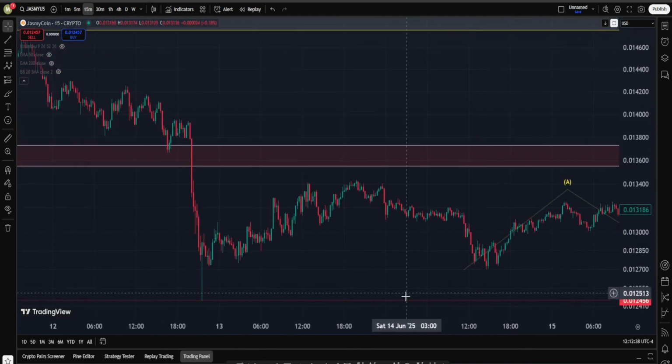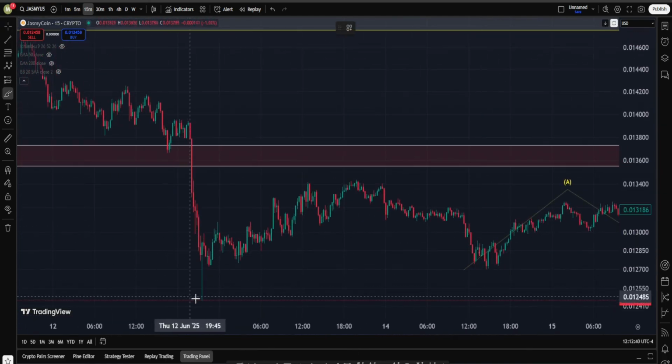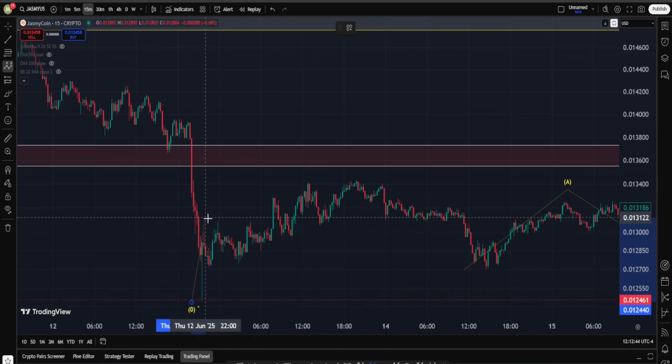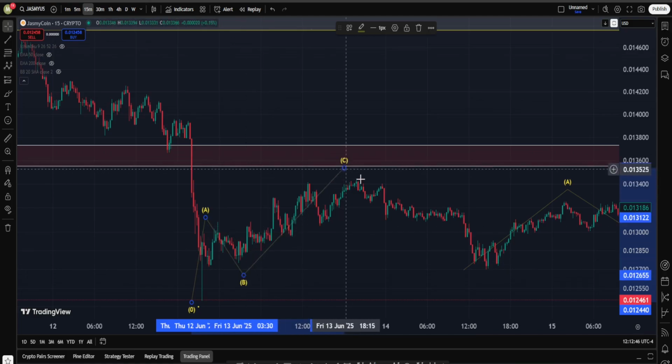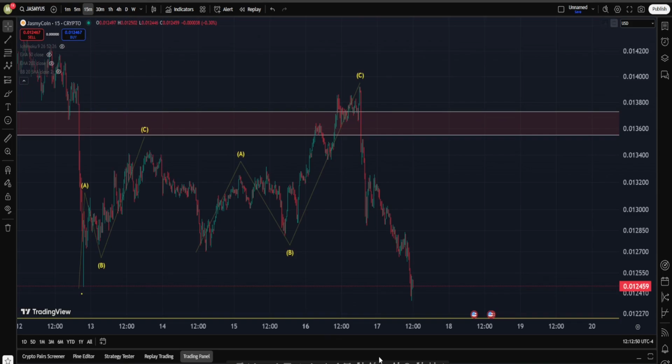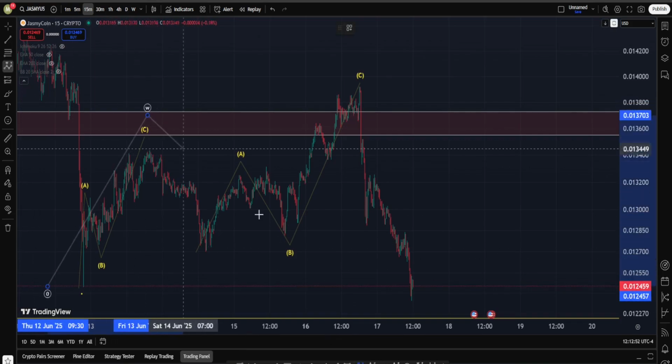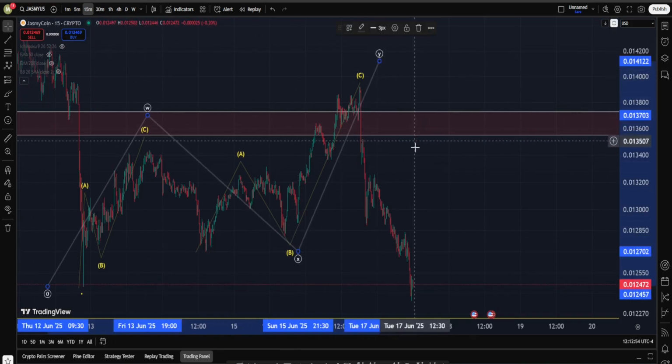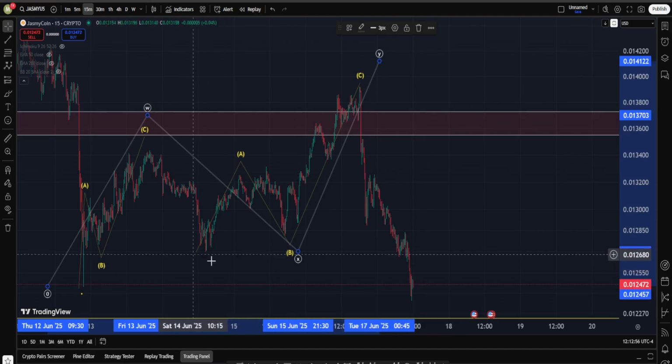Also, I do believe this can be starting from here, excuse me, I just started drawing an object, to about this high, yet another ABC. So what do we have on a higher degree? I'm willing to bet that this is going to be a WXY in form of a double zigzag, and the moment that in this phase down we took this important low about 1.25 cents, it did actually get confirmed.